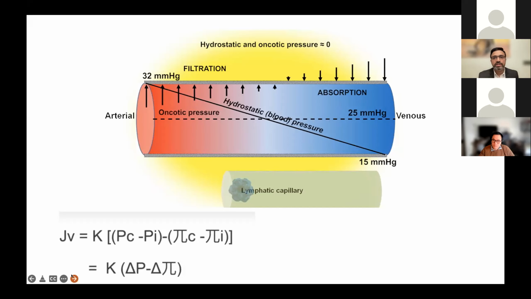The formula is K, which is the filtration coefficient across the membrane, which depends on the hydraulic porosity of the membrane, multiplied by the surface area of the membrane, and the differential between the hydrostatic pressure within the capillaries vis-a-vis within the interstitia, that is PC and PI, minus the difference in the oncotic pressures between the capillaries and the interstitia.